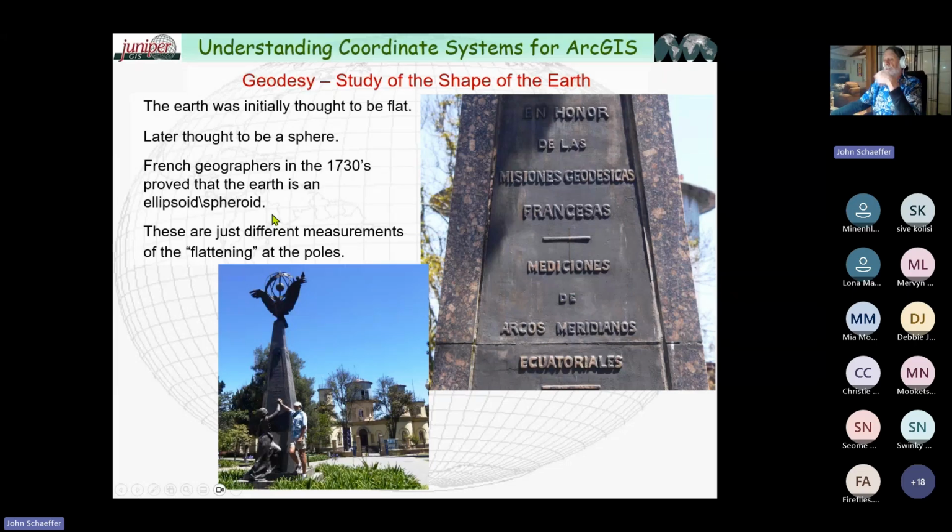They did this by measuring a degree of latitude at the equator, starting out in Ecuador, which I happen to be with one of our SCGIS students. They also measured a degree far north, I think in Norway. They found that the length of the degree was different, which meant that it wasn't a perfect sphere, a perfect circle. So these are just different measurements of the flattening of the globe.